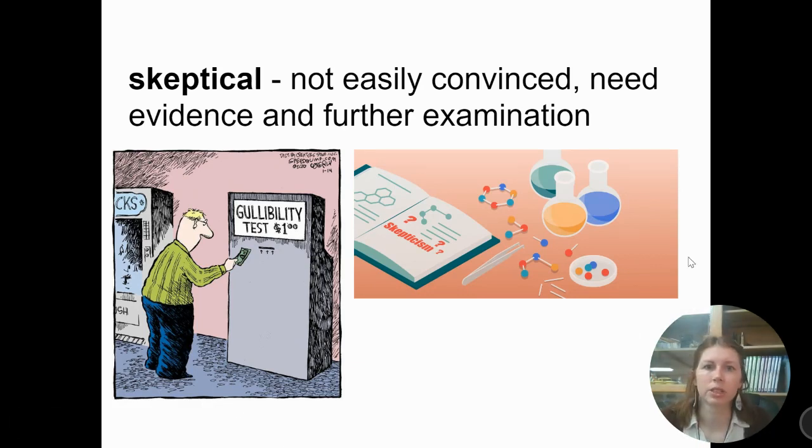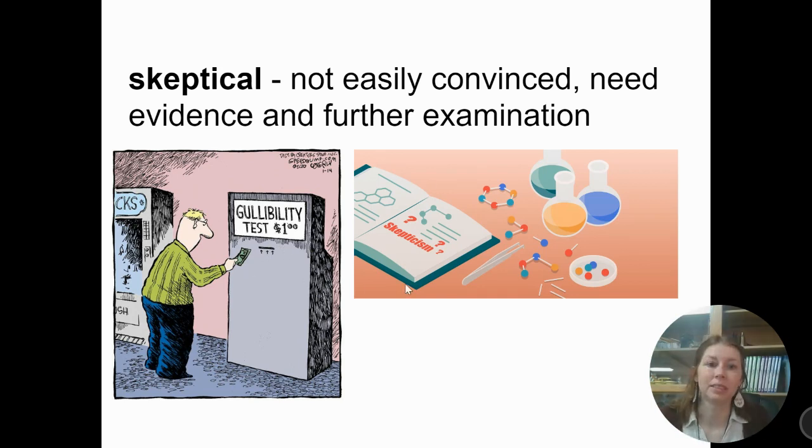So what is skeptical? It's not easily convinced, need further evidence or examination. So here we have this guy, and it says gullibility test, and he puts in $1. So if you don't know, gullible means you believe everything. And so this person thinks, oh, I'll put my $1 in. Well, it's gullibility test. He's not going to get his $1 back. He is gullible. That's the result. So scientists should not be gullible.